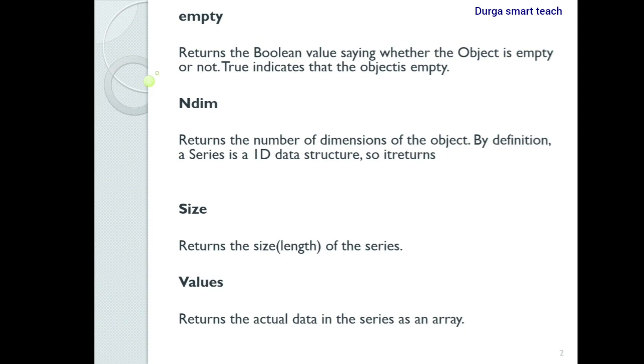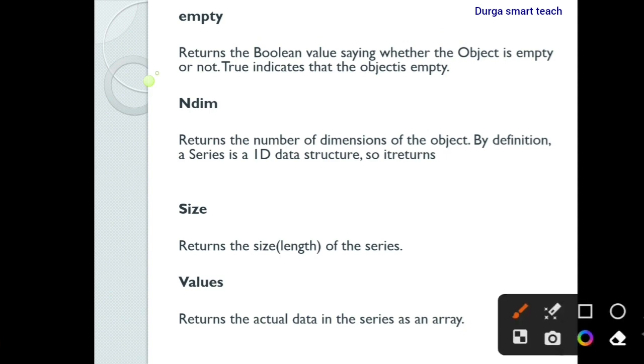The first one is empty. We already discussed that empty returns a boolean value saying whether the object is empty or not. If the series is empty, it will return true. If the series is not empty, it will return false. Next, ndim. ndim is used to return the number of dimensions of the series. By definition, a series is a 1D data structure. Series always stores one dimensional data, so the number of dimensions for a series is always 1.